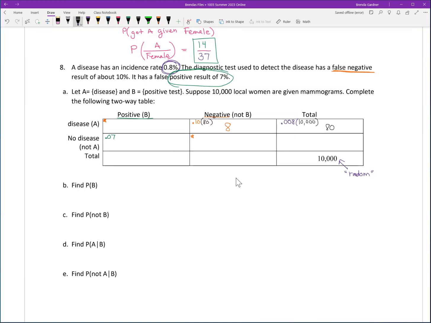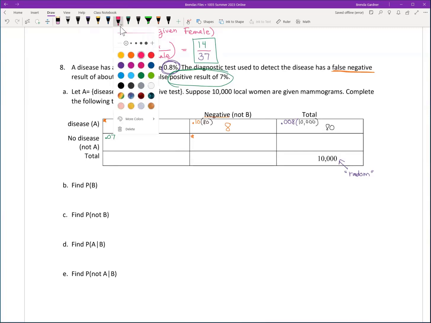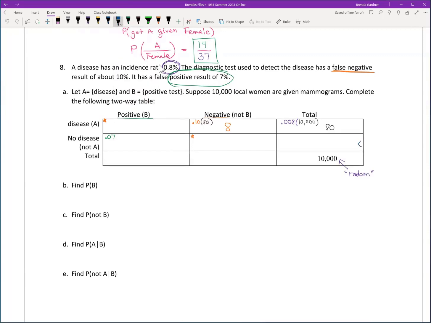But wait, that row's total is not there. So to get it, I'm going to do all of these calculation ones. And let's choose, I'm going to do blue. If it's blue, that means that it's a calculation of just adding, subtracting. So to figure out this total in between, 80 plus whatever I have there needs to add up to 10,000. So it's going to be 9,920.